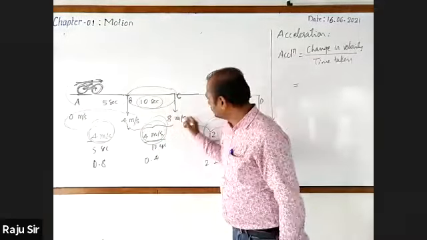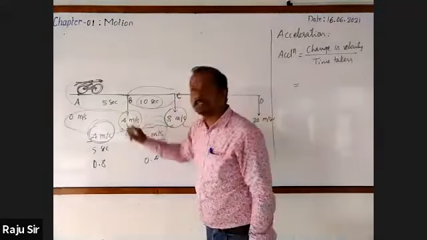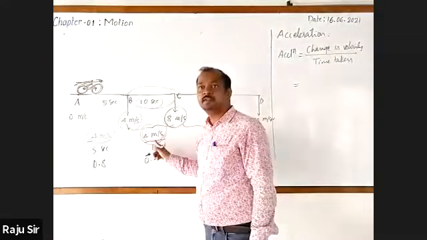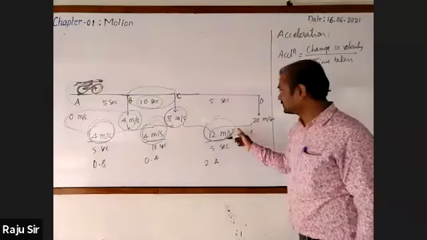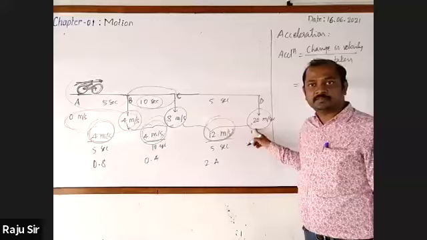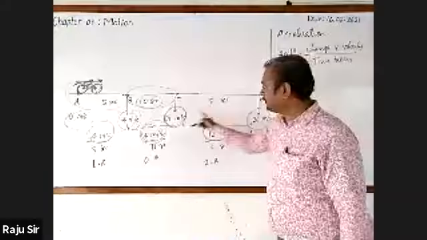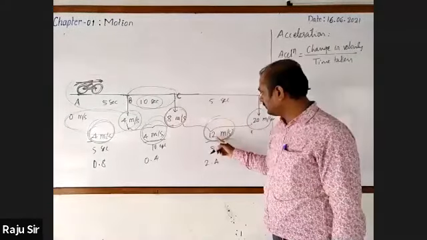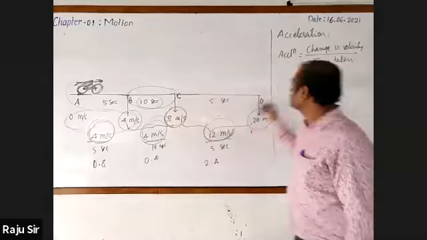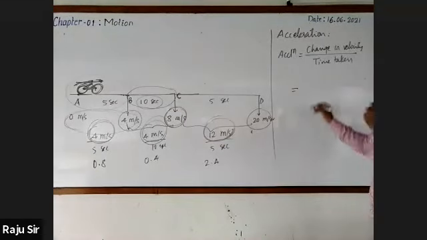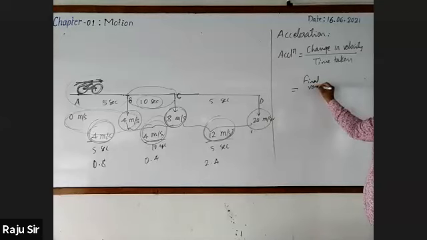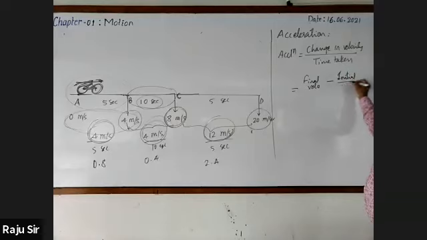Take second case. This is final velocity and this is initial velocity. Final minus initial is change in velocity. Third case: 20 meter per second is final velocity, 8 meter per second is initial velocity. So final minus initial is change in velocity. So here change in velocity is final velocity minus initial velocity, divided by time.